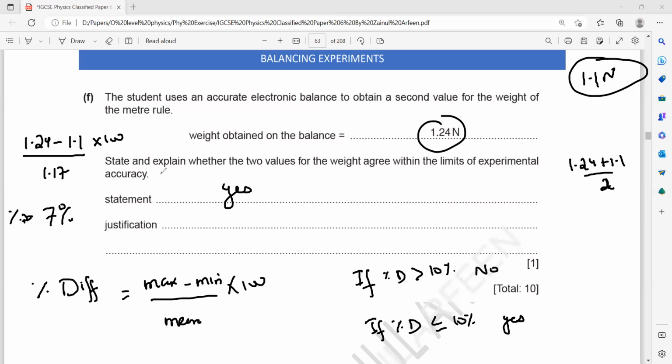The question says: state and explain whether the two values of the weight agree within the limits of experimental accuracy. Statement: yes. The percentage difference, you can write as the answer here. The percentage difference is less than 10% between the two values.